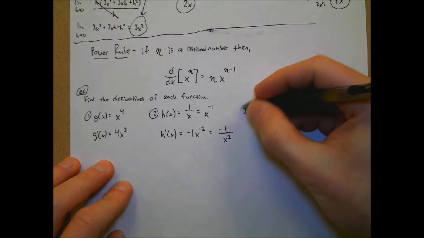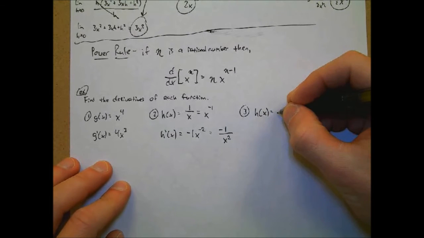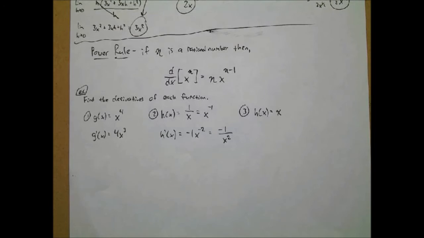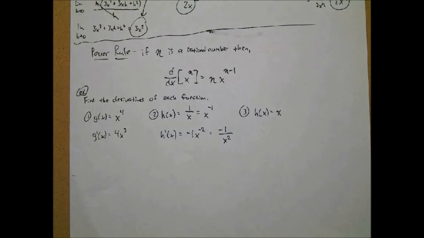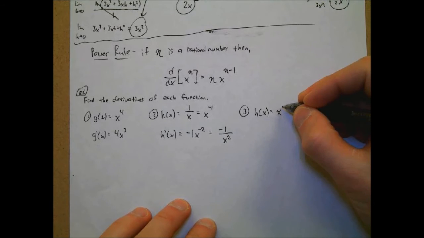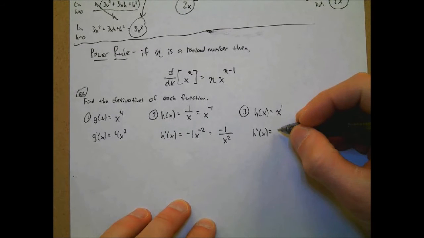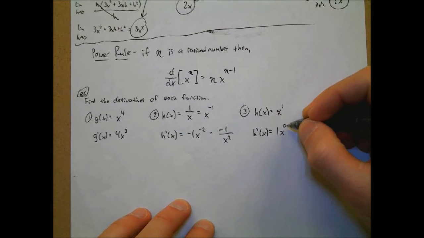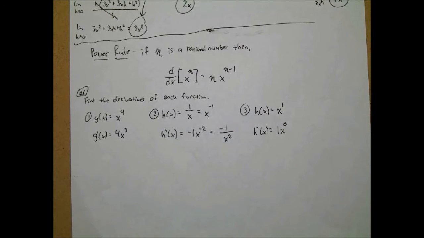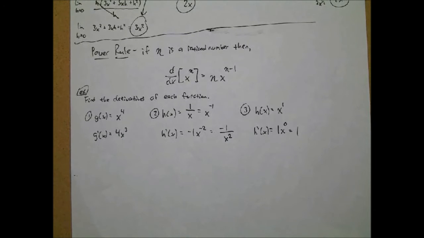Let's do a few more here. I'll use h of x again because I wasn't thinking when I wrote. H of x equals x. In other words, when you have just x, that's really x to the what power? To the 1. And so then h prime of x will be what? 1 x to the 0. But what's x to the 0? 1. So this implies just plain old 1. So the derivative of x is 1.